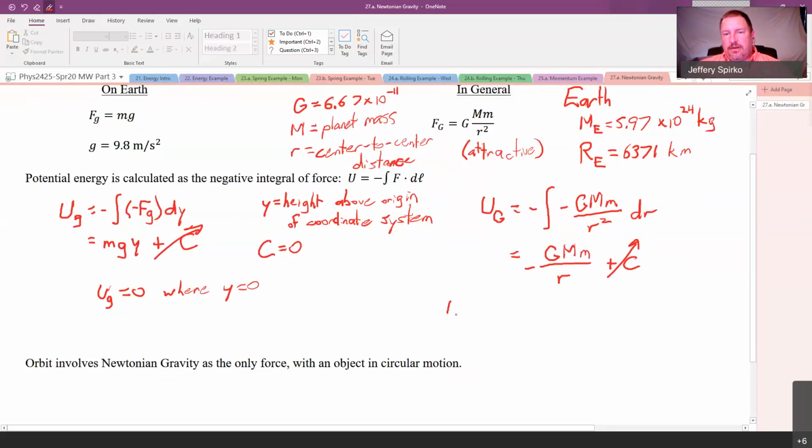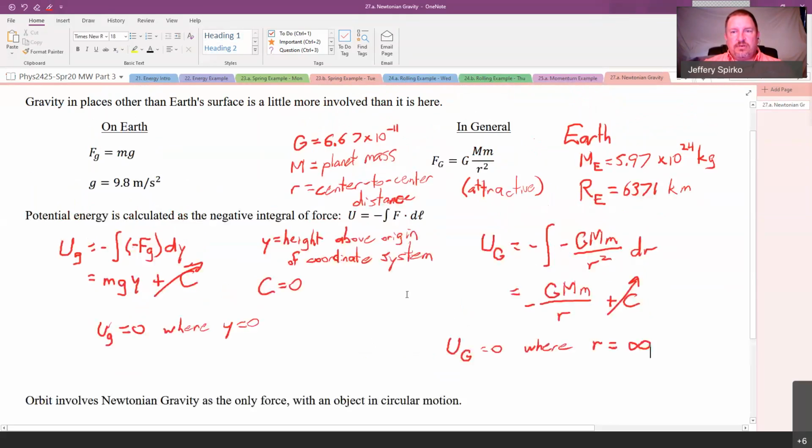Over here, U capital G equals 0 where r equals, what do we have to do to r to make this whole fraction go to 0? We just have to make it bigger and bigger and bigger, as big as possible. So we say that's where r equals infinity. So those are the two important formulas of Newtonian gravity: the force due to gravity right here, and the potential energy due to gravity here.